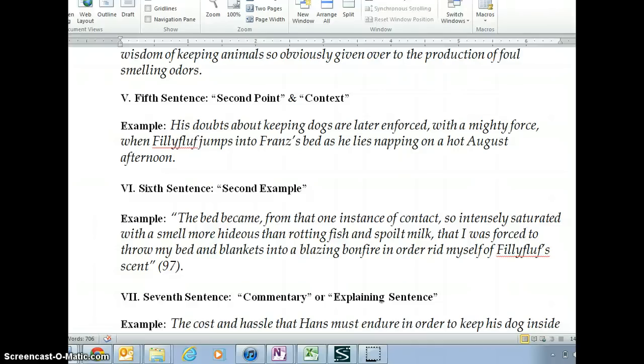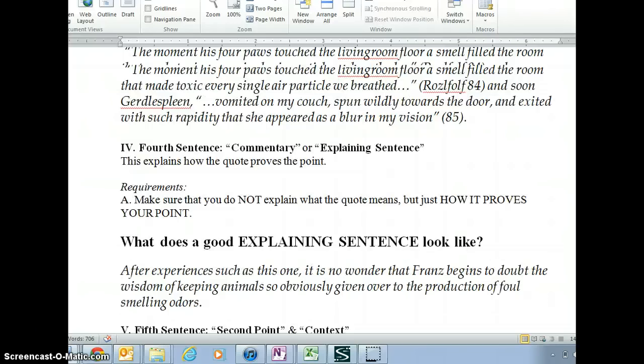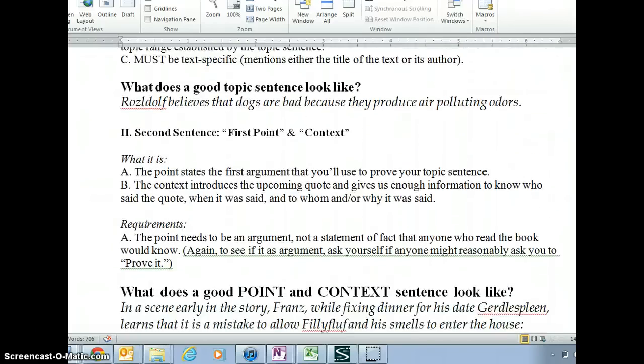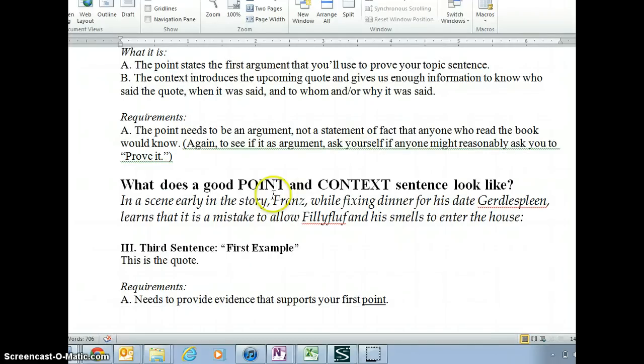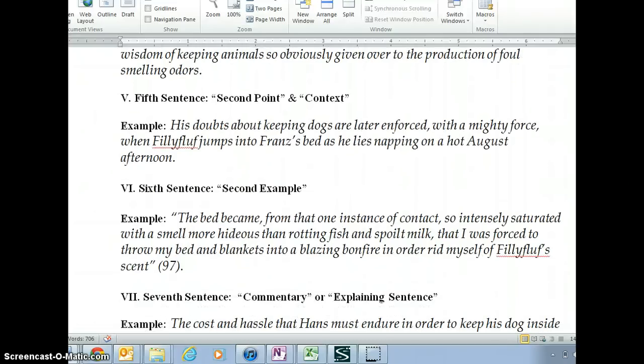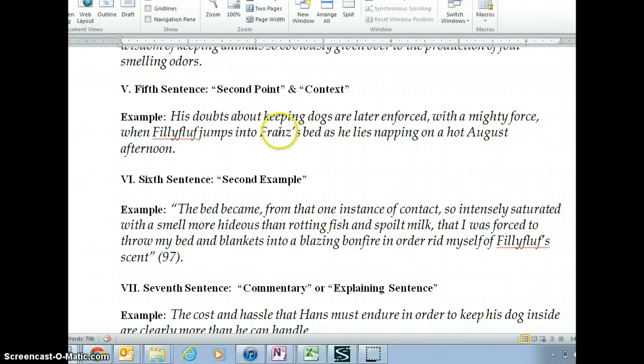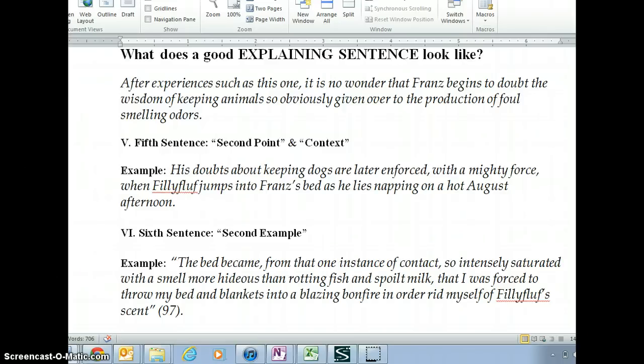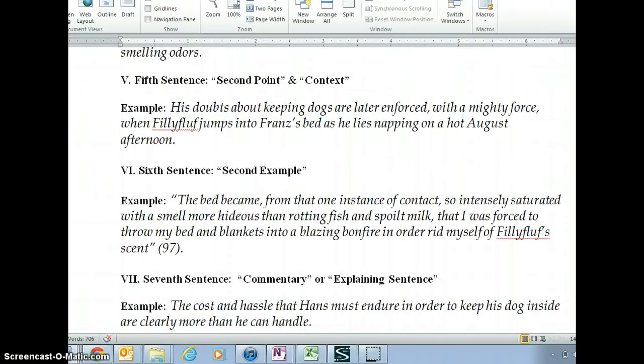So now you offer a new point, and the point has to be connected back to the topic sentence. Remember, our topic sentence is focused on this one. In a scene early in the story, Franz, while fixing dinner for his date Gilderschwien, learns that it is a mistake to allow Fillyfluff and his smells to enter the house. You're then coming down to your second point, and here it is. "His doubt about keeping dogs are later enforced with a mighty force when Filly Fluff jumps into Franz's bed as he lies napping on a hot August afternoon."